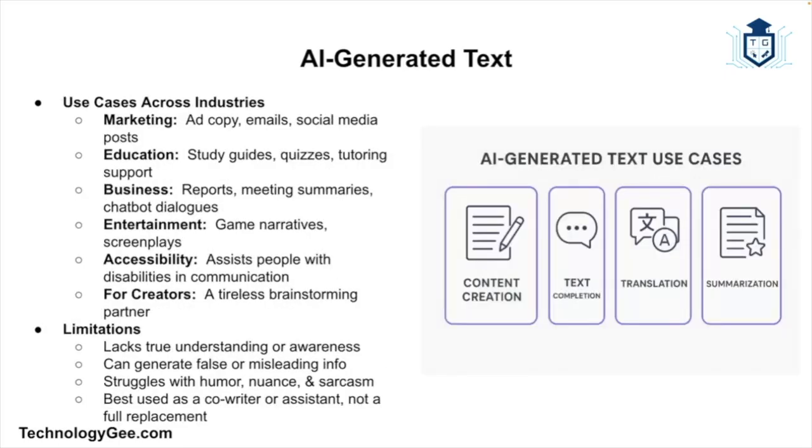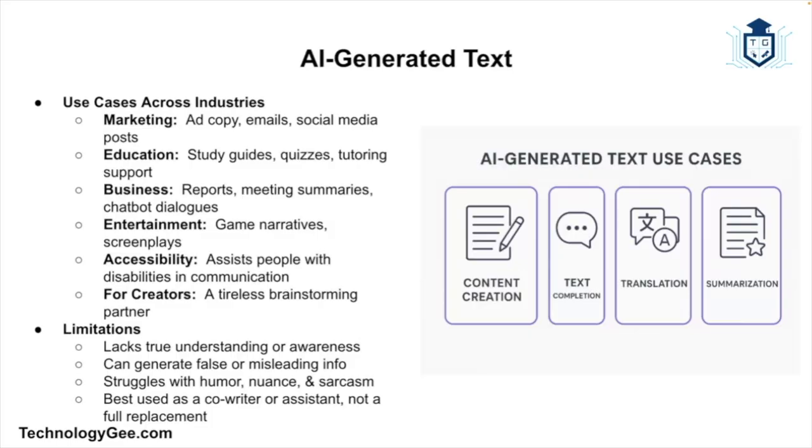And here are some popular use cases for AI generated text. So it can be used in marketing, where marketers create ad copy. They use it for social media captions and email campaigns. It's used in education, where it can be used for writing study guides, generating quizzes, or tutoring support. It's used in business for drafting reports, meeting notes, and chatbots. It's used in entertainment for crafting storylines for games or screenplays. And it's used for accessibility by helping people with disabilities communicate more easily. And as far as creators are concerned, it's like having a brainstorming partner who never runs out of ideas.